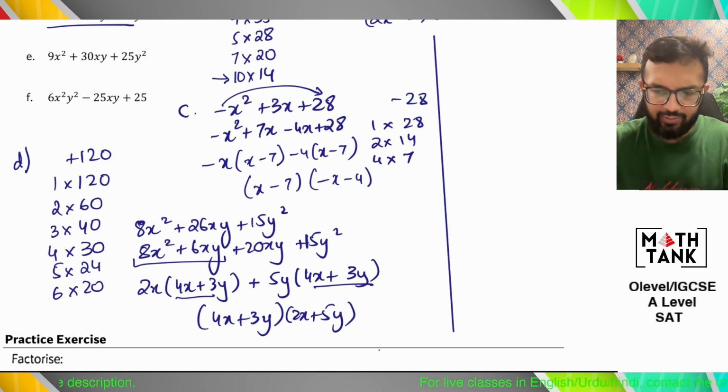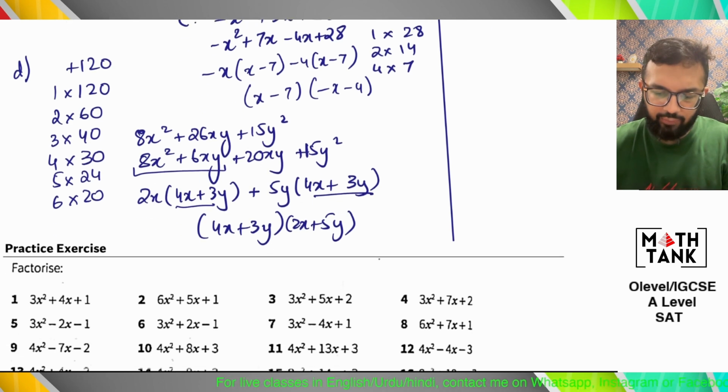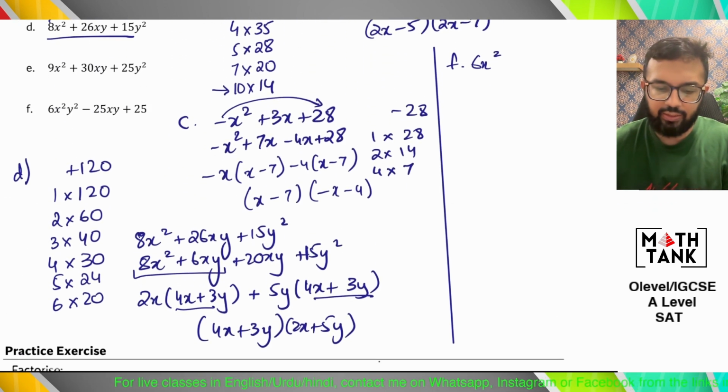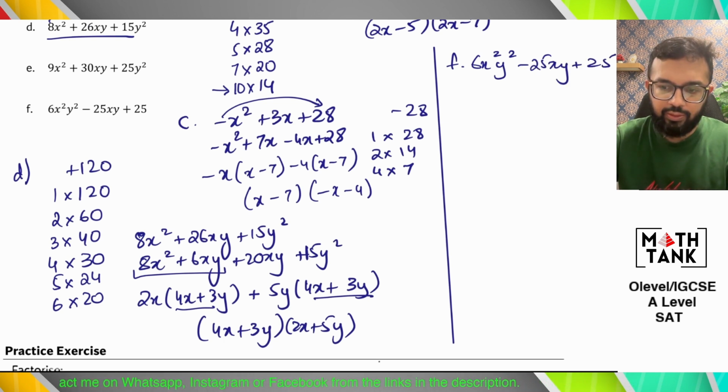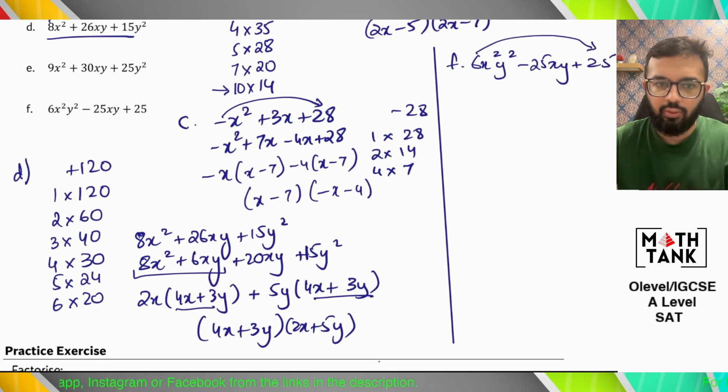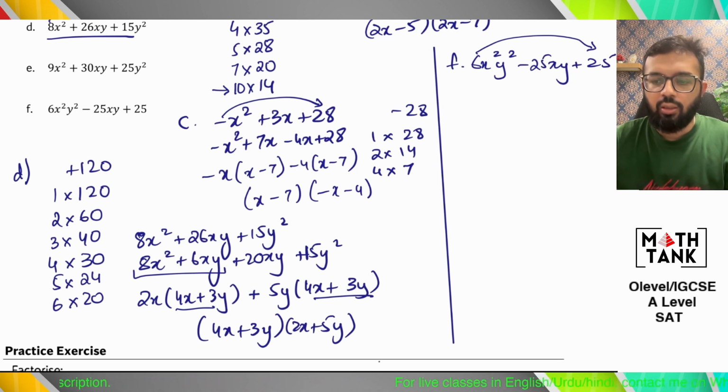I'm going to do F as the last one for today. In fact, that's a practice exercise that you should do on your own later on. Okay, what's 6 into 25? 6 into 25 is 150. Let's start breaking up 150.